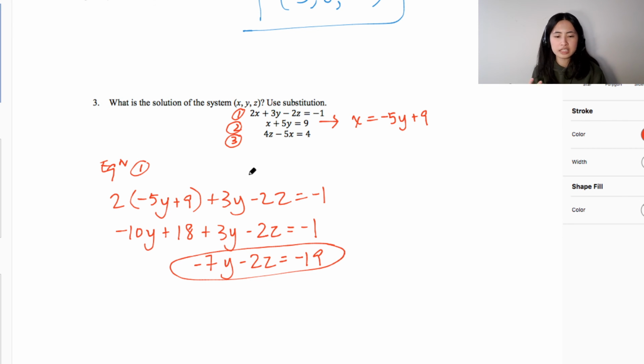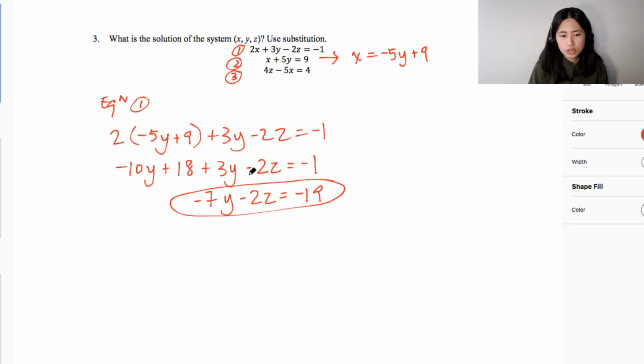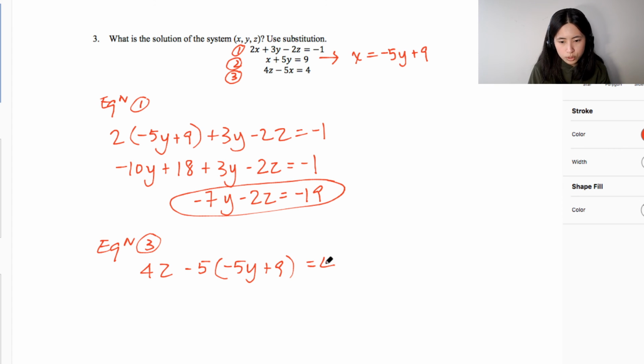And since we still need another equation, because the whole point of solving is to have two equations and then eliminate them one by one, maybe we can pick equation 3, because we're using equation 1 to substitute. So equation 3, here we go. Okay, so we have 4z, and this is minus 5. We know that x is going to be negative 5y plus 9, which is equal to 4.